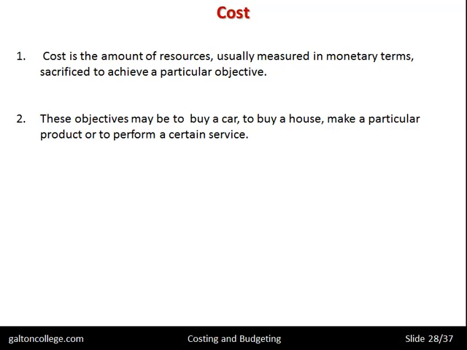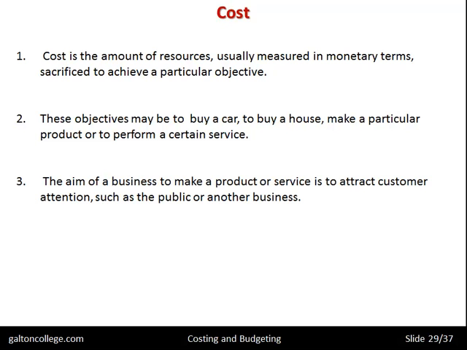So, taking cost, these objectives may be to, let's say, buy a car, to buy a house. It depends on the nature of the business. If it's a property business, it might be to buy a house, make a particular product, or to perform a certain service. Well, clearly, the more it spends on one activity, the less it has available in a different area. So it has to make decisions. The business always has to make decisions between competing demands. And it's the role of the cost accountant to provide the information to the decision makers to help them make proper decisions, good decisions.